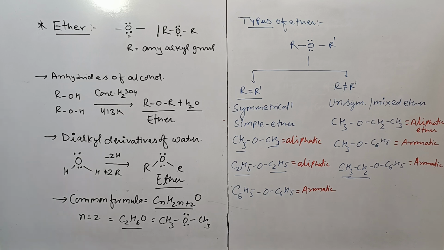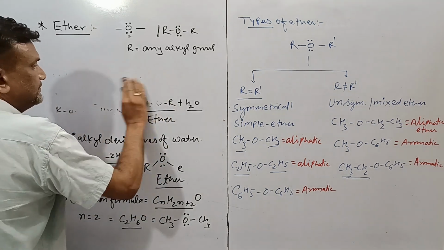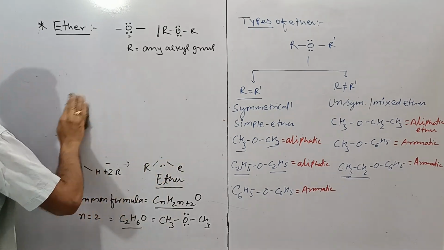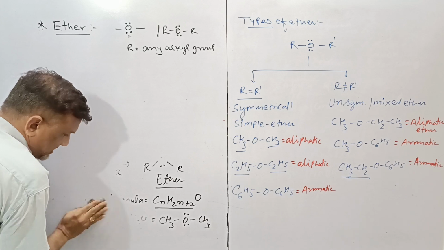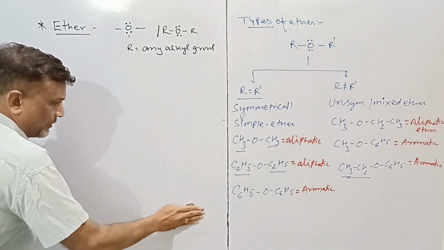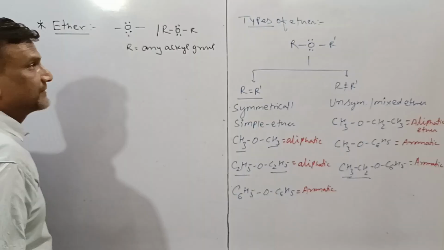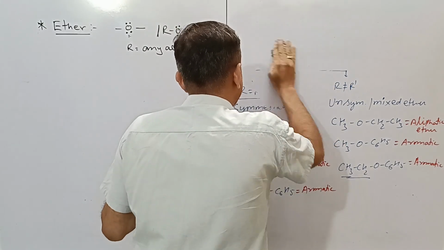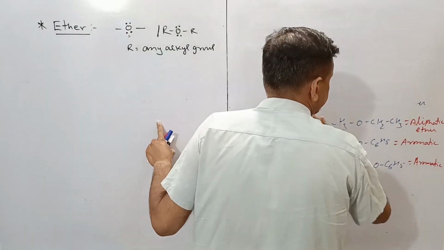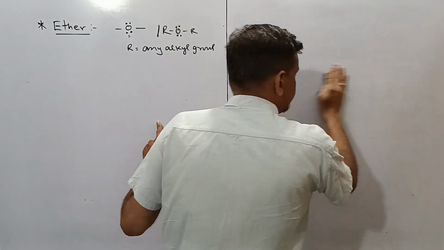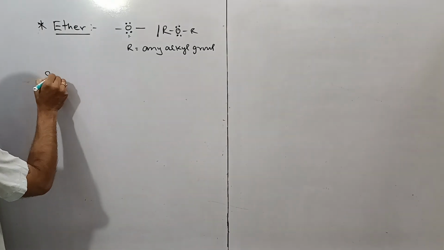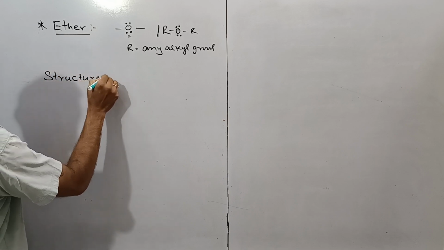Now it's time to discuss ether further. What is the hybridization state of the oxygen atom in ether, the bond angle, the dipole moment, and so on. So this is about the structure of ether.